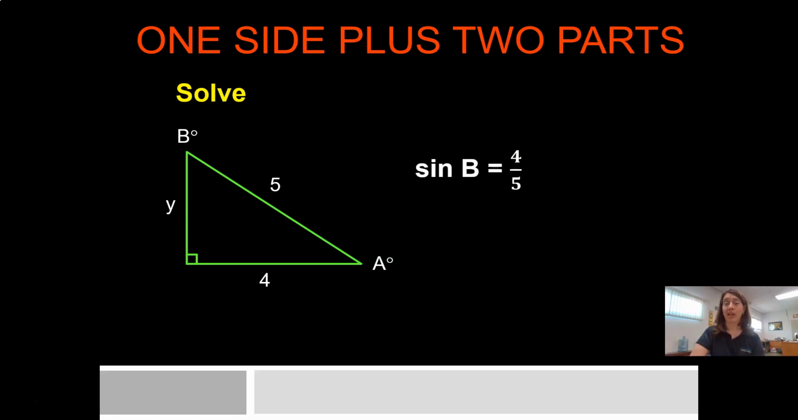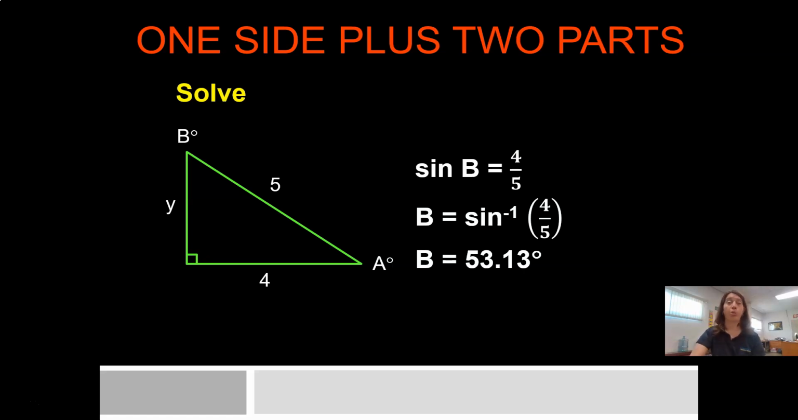So I set up the sine of angle B equals 4 over 5. If I'm going to solve for B to get rid of the sine, I'm going to do the sine inverse. So angle B is the sine inverse of 4 over 5. Typing that on the calculator, I came up with that angle B is 53.13 degrees. Now at this point, what could I do just to double check my answer?